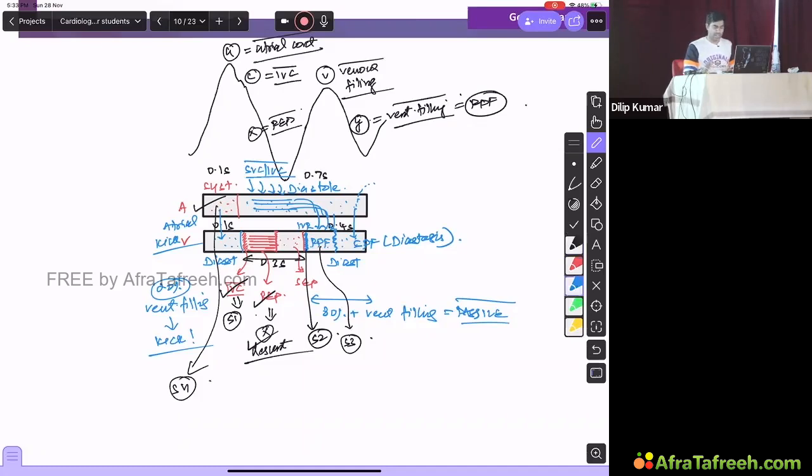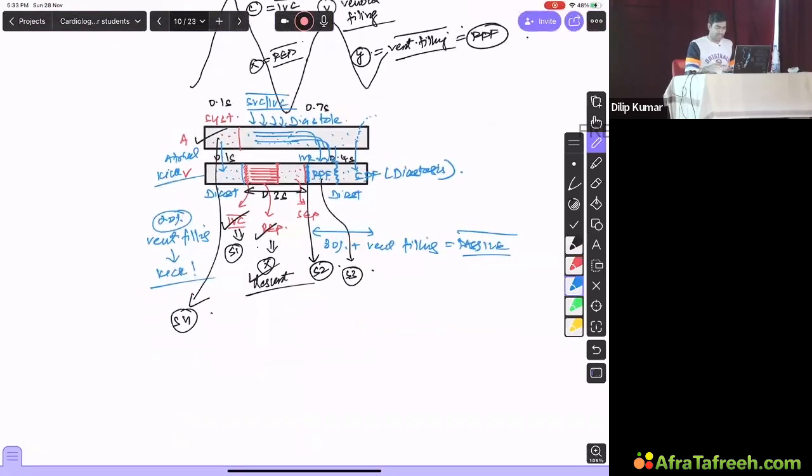So logically speaking, remember, both S3 and S4 are diastolic sounds. There's no doubt about that. But S3 is an early diastolic sound, and S4 is a late diastolic sound. That's all. So just one diagram is enough. You can answer everything easily.